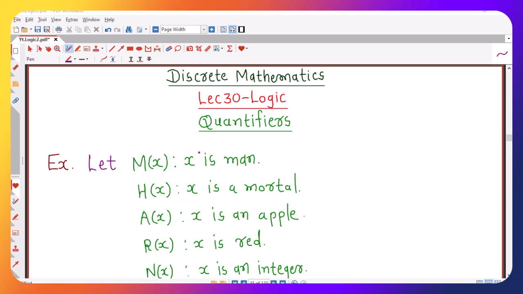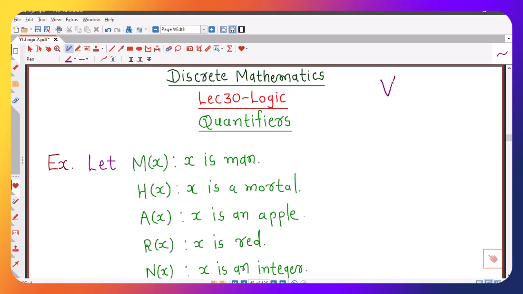In this lecture we will discuss two examples on quantifiers and we will see how we can write a given statement in symbolic form. We have discussed the universal quantifier and the existential quantifier in the previous two lectures. So if you have not seen those two lectures, I suggest you watch them first and then come to this lecture, so that you can understand how we can write given statements in symbolic form using quantifiers.